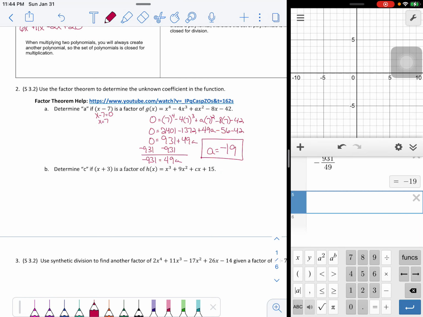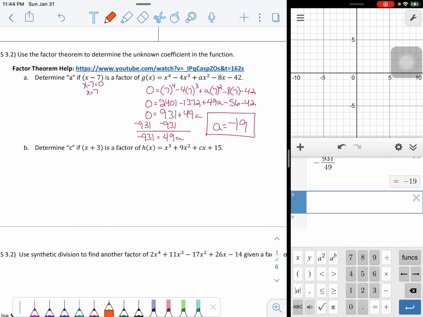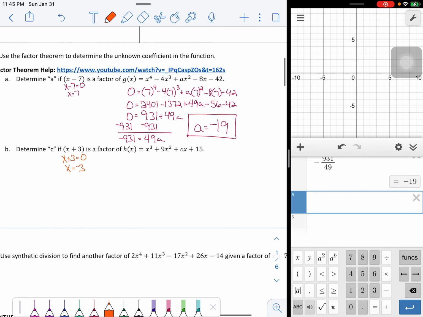I'm going to go ahead and do part B with synthetic division, and that will be the last problem on this page or this video. First thing, I'm still going to take my factor and set it equal to 0. So that's negative 3. I'm going to use that negative 3 with all of the coefficients. Let's try that again. Okay, coefficient of x cubed, x squared, coefficient of x is c, which is weird, but that's okay. That's what we want. And then the constant's 15.